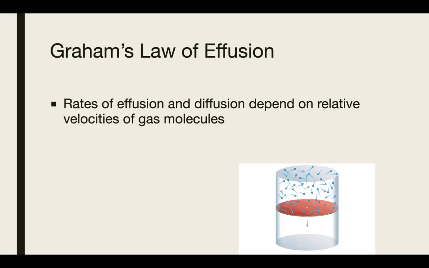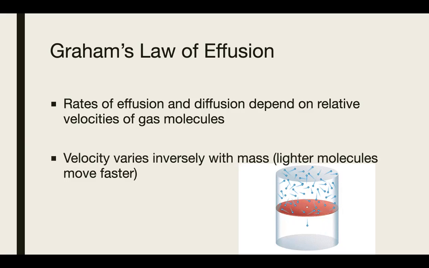Now, effusion and diffusion are both going to depend on the speed that the molecules are moving at. So the faster the velocity of the particles, the faster the rate of effusion and diffusion. Speed depends on two things. It depends on temperature, of course, which we've talked about with the gas laws. But it's also inversely proportional to the mass of the molecules. So what that means is that the larger molecules are going to move more slowly.